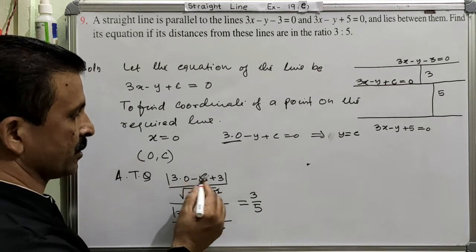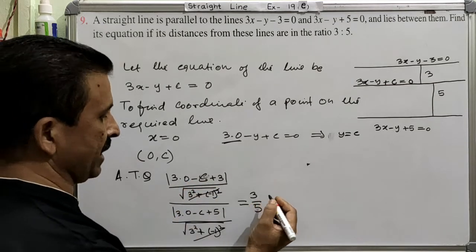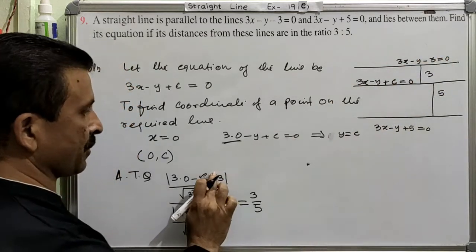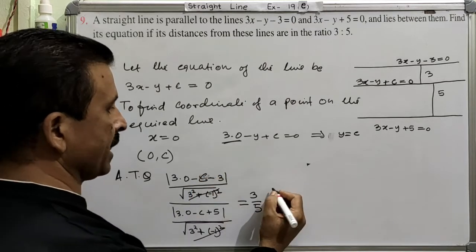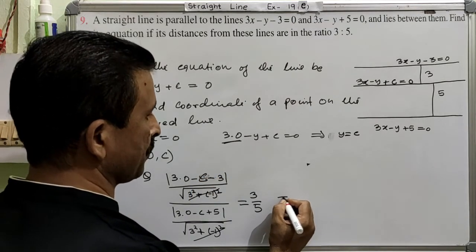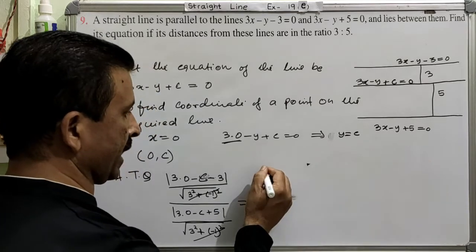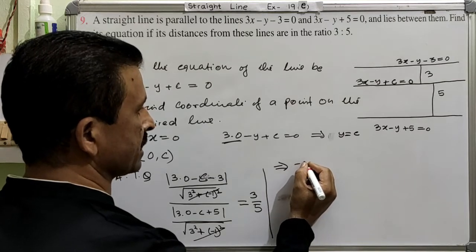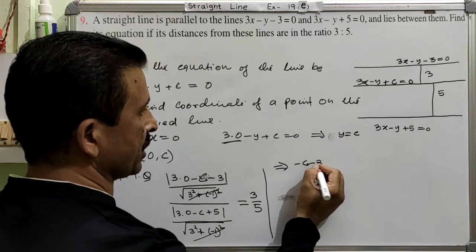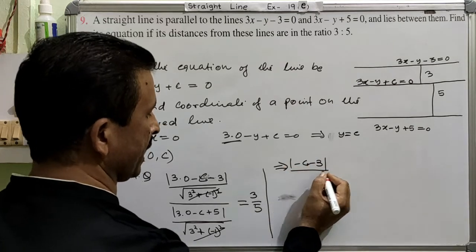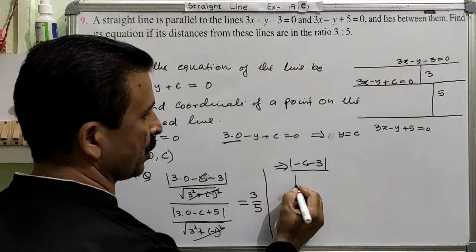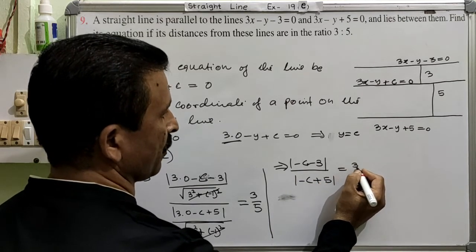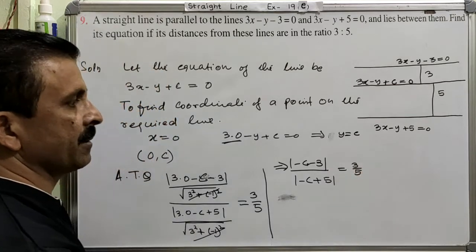This and this are cancelled. So finally this is 0 and c, this is minus c plus 3. This is minus 3, not plus 3, this is minus. This implies minus c minus 3 modulus, divided by this part, minus c plus 5 modulus, is equal to 3/5. Is it okay?